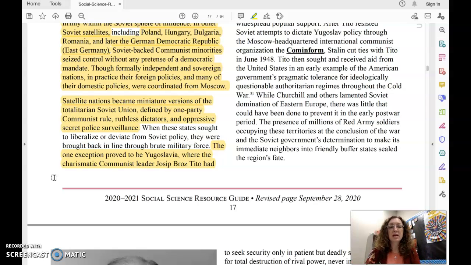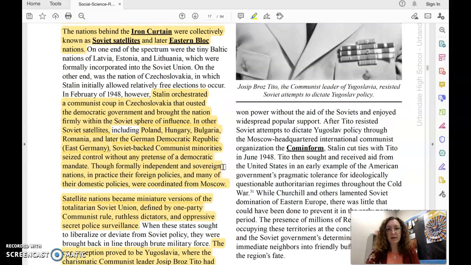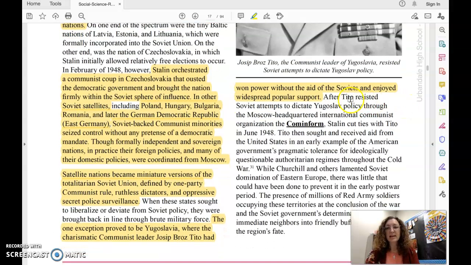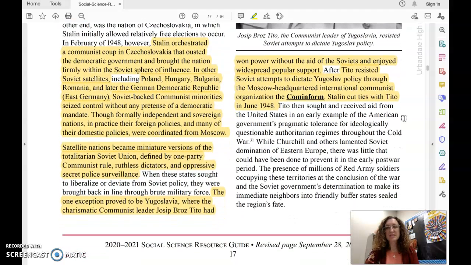There's already a communist leader here. His name is Josip Broz Tito, and he is already popular. He wins an election and wins power with the people's support. The Soviet Union tries to control Yugoslavia and continue to do what it successfully does in these other Eastern Bloc nations by running the country through its Communist International Organization. But Tito says, no, I'm popular enough. I don't need you guys running my country. I'll run my country on my own.